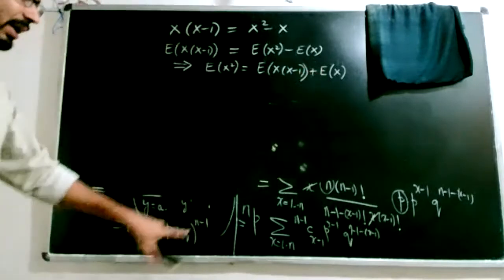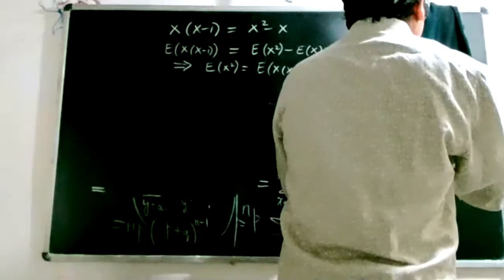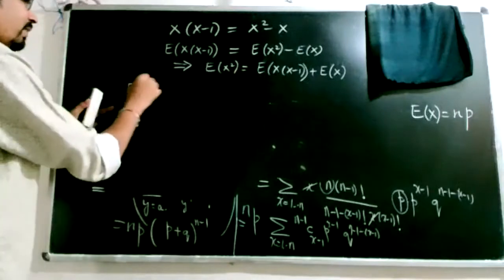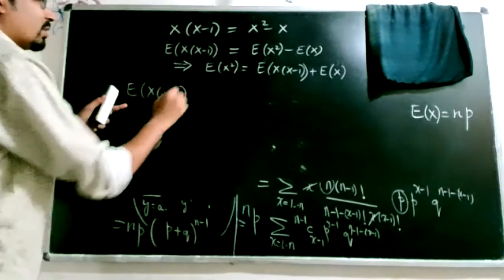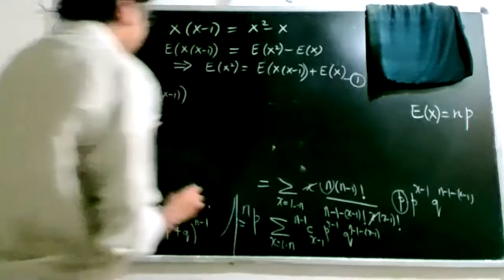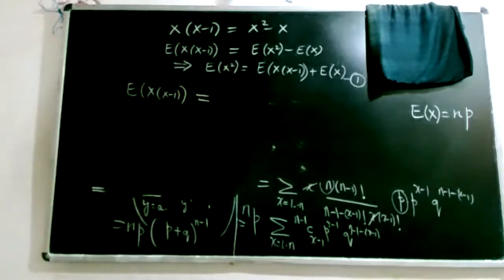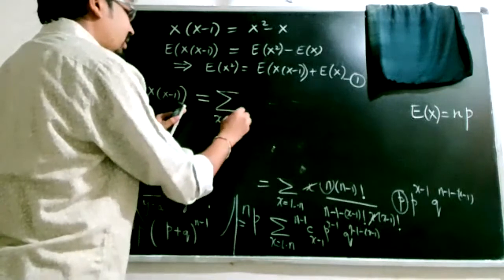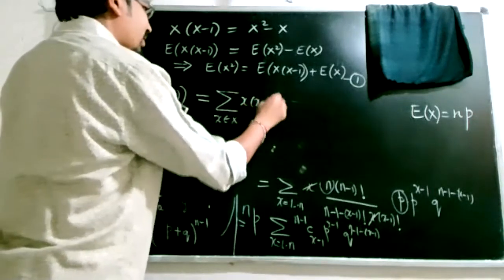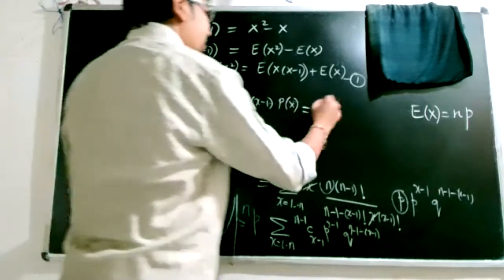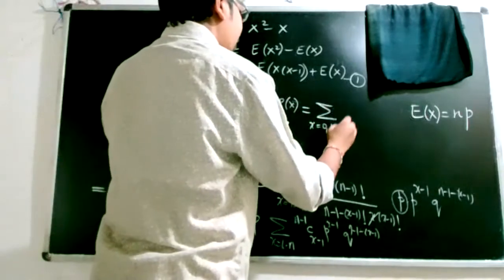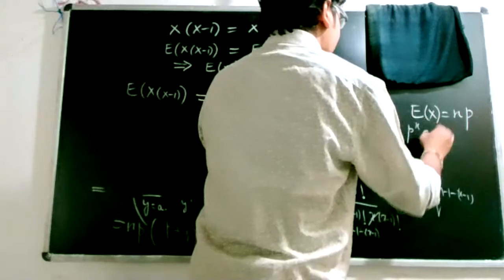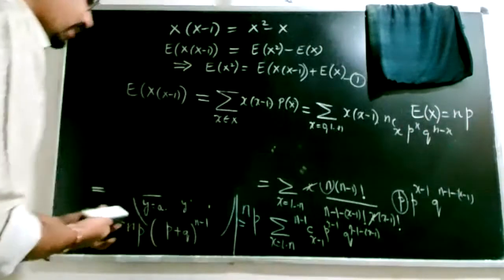And we have already derived E of x. So we have E of x is equal to n into p. So now we'll see what happens to E of x into x minus 1. I can call this equation 1, and we'll substitute this value and E of x to obtain E of x square. Now by definition, E of x into x minus 1 is summation over x, x into x minus 1 into p of x, which becomes summation x equals 0 to n, x into x minus 1 into nCx p to the power of x q to the power of n minus x.